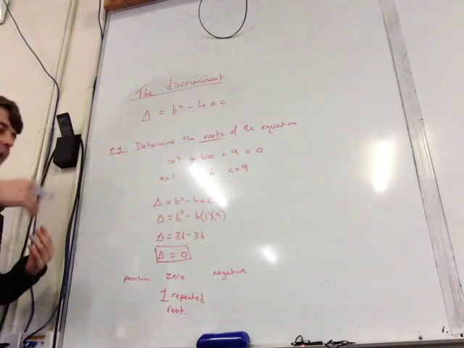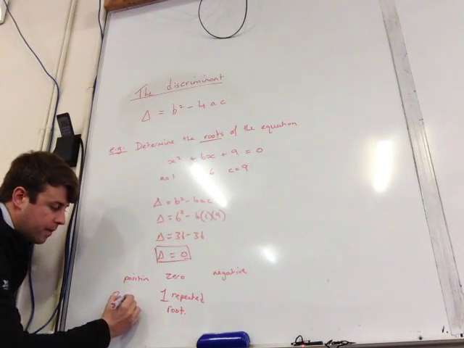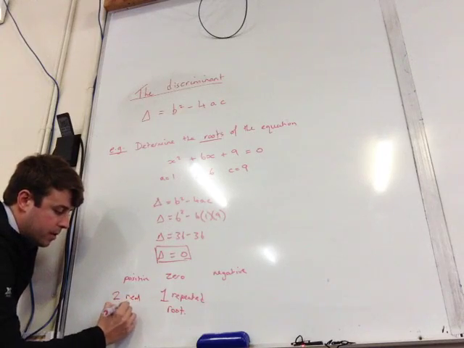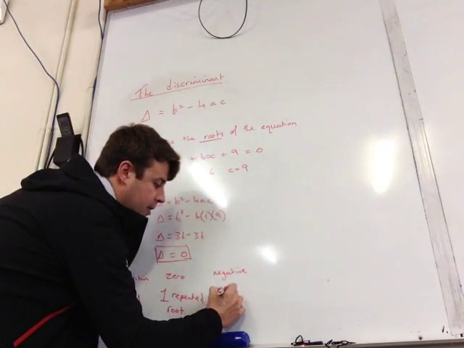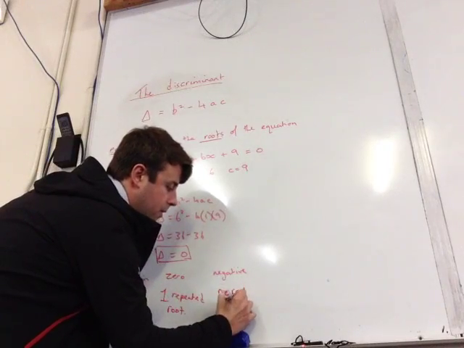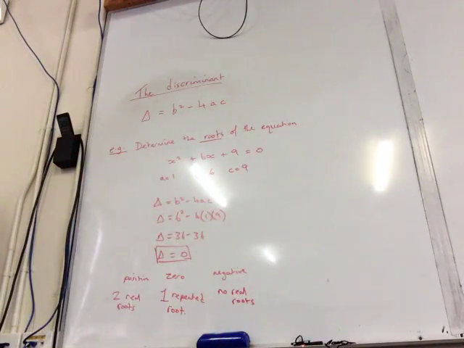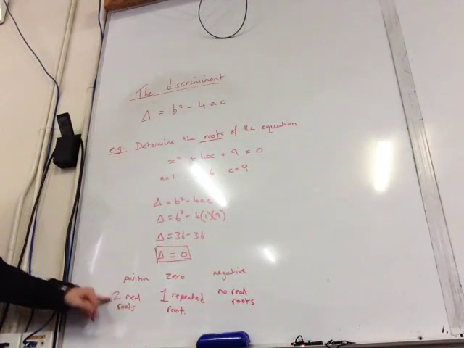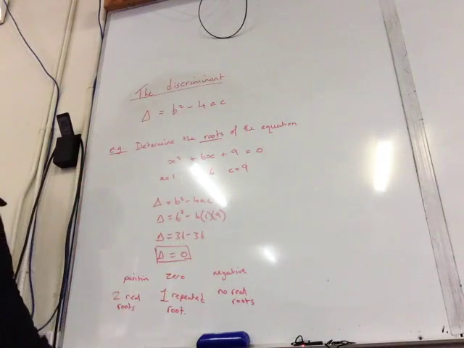Okay? If it was positive, we would say it had 2 real roots. And if it was negative, we would say it has no real roots. Okay? There is a small extension to the real roots element. Alright, but I'm going to do that in a different example, so I don't want to get confused. This is the most important part.